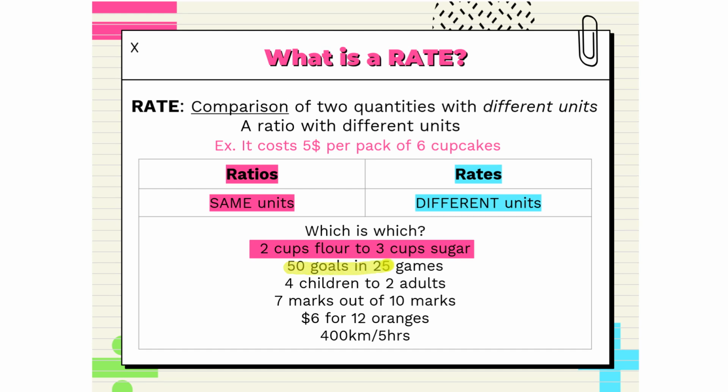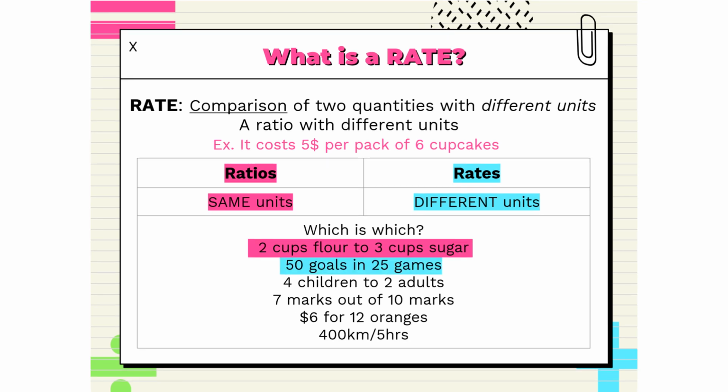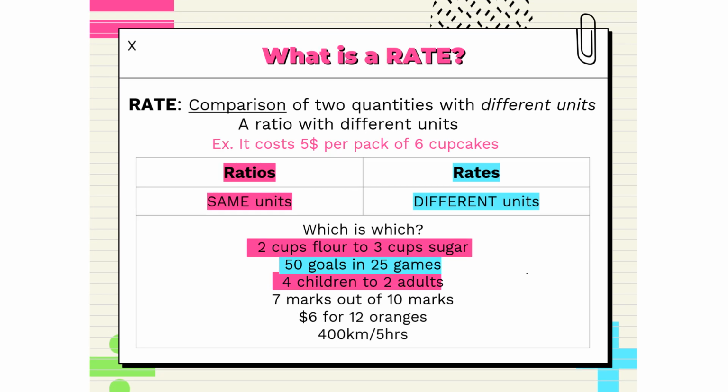The next one, 50 goals in 25 games, we've got goals and games. We've got different units, so that makes it a rate. So now this next one's a little bit tricky. We're comparing children to adults, but we're still comparing the numbers of people. So in that circumstance, it's going to be a ratio, where we've got the number of children to the number of adults. So the number of child humans to the number of adult humans.